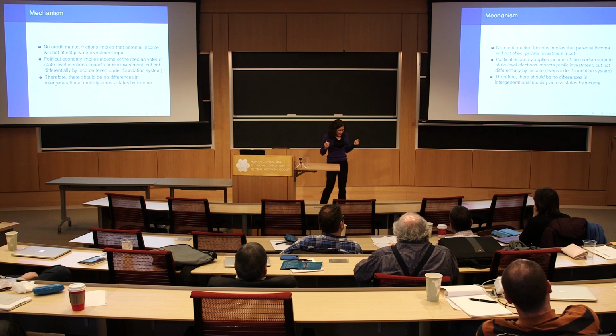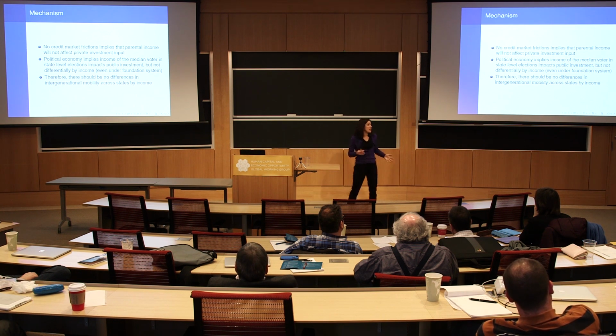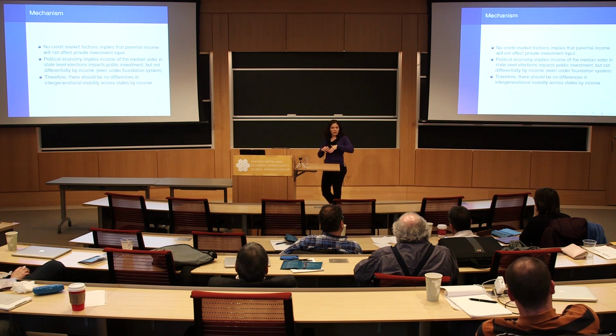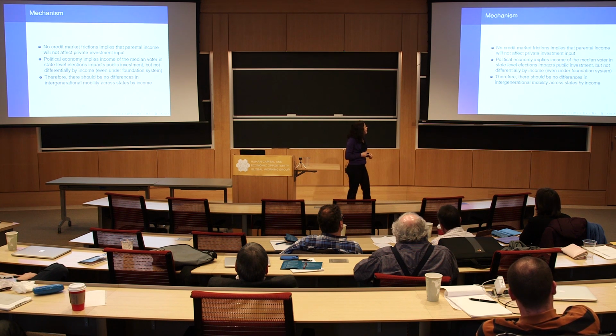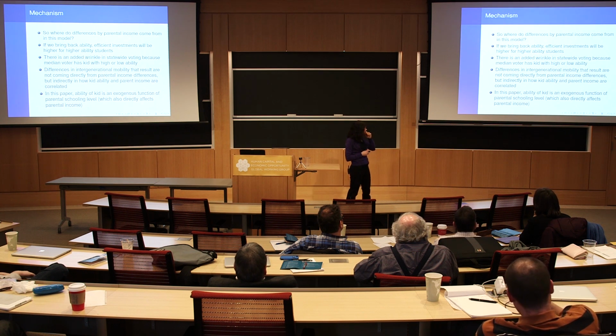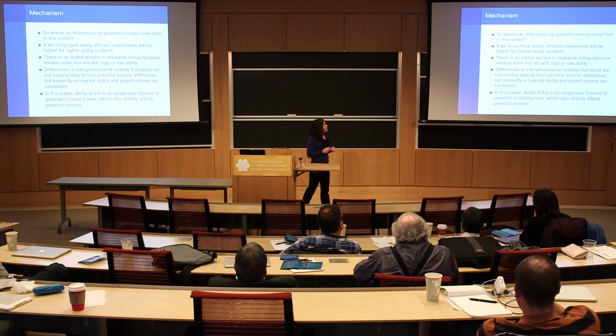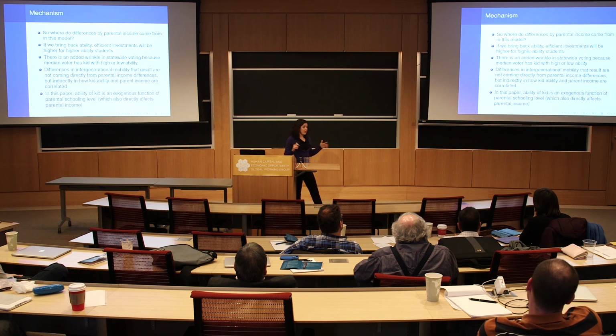Now, if you did have, which we probably do, differences in the distribution of income across states, so that the mean relative to the median is different in different states, you could have different levels. So you could end up with different H2s across states, but in terms of mobility, it's going to be the same. All right, so where do differences by parental income come from in this model that we just saw?